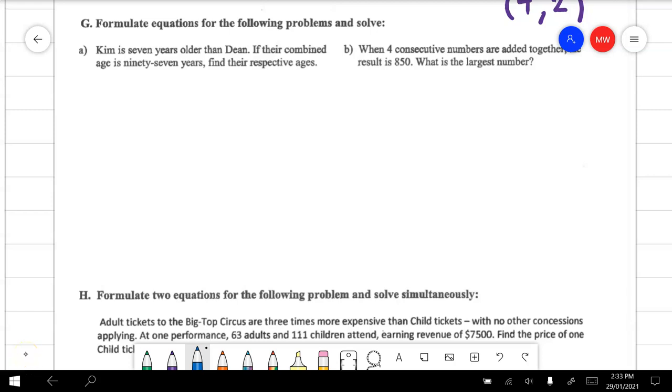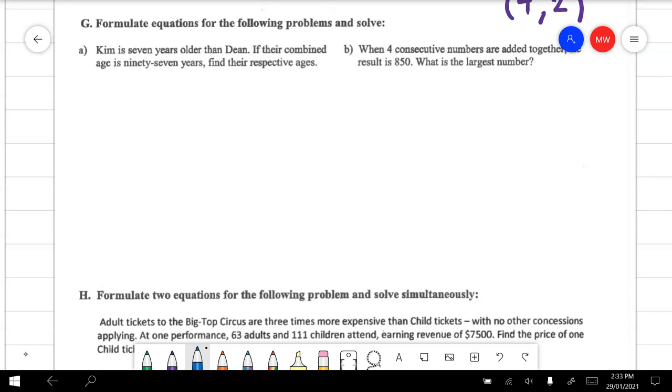Question 6A is a great question. Try not to peek at this until you've had a go at it yourself. This is a good example of when you could actually use simultaneous equations. So we need to write our own formulas, and then we need to use simultaneous equations to solve it. It's good because you see that there's two people here, and we don't know what either of their ages are. So we can use this to find it out.